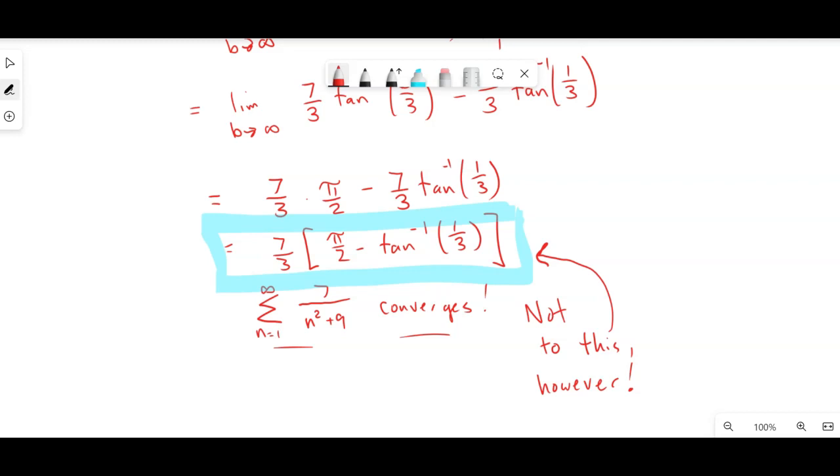It's just a yes or no thing. The integral converging proves the series converges. The integral diverging proves the series diverges. But when the integral converges to a value, the series does not necessarily converge to that.